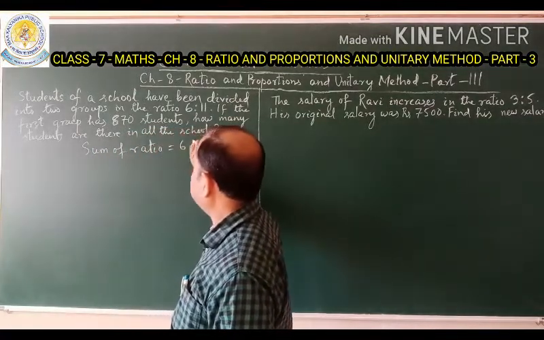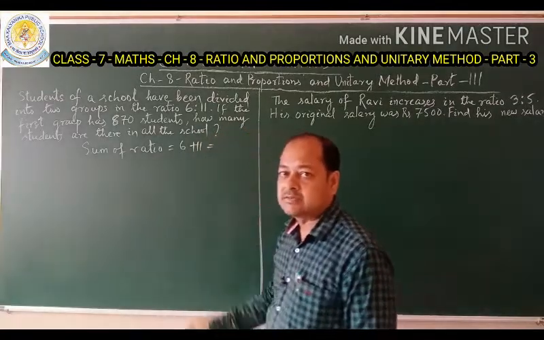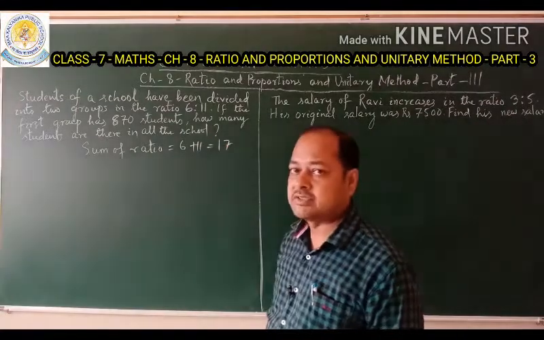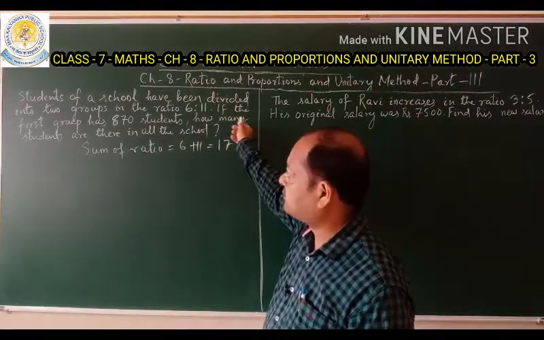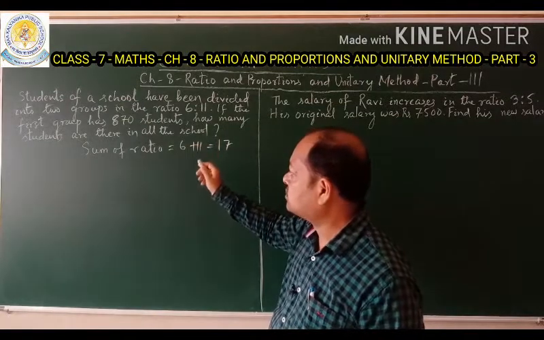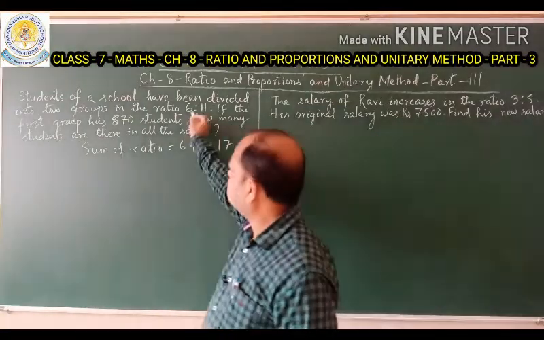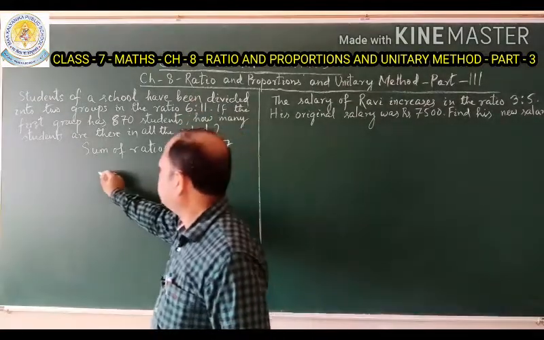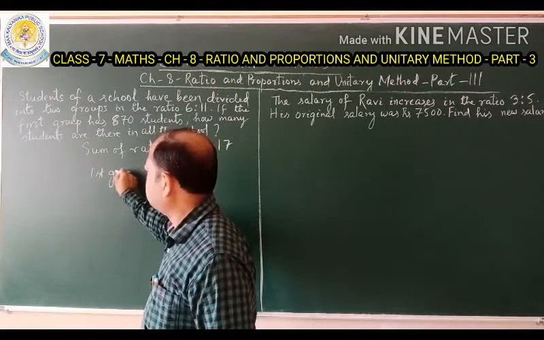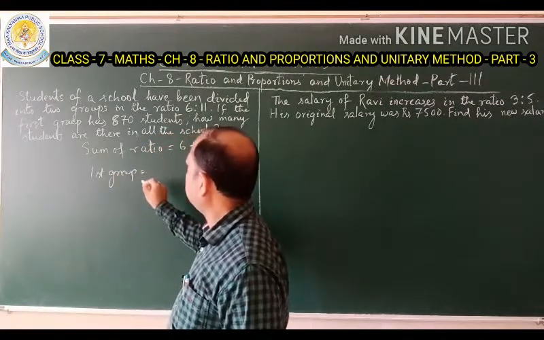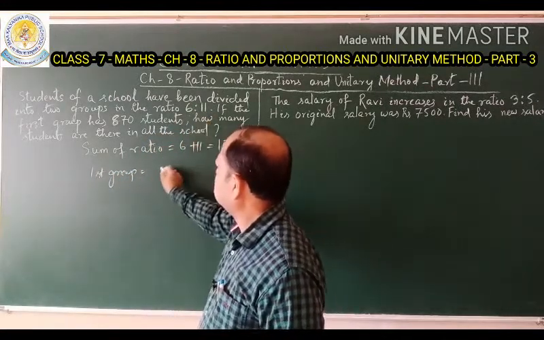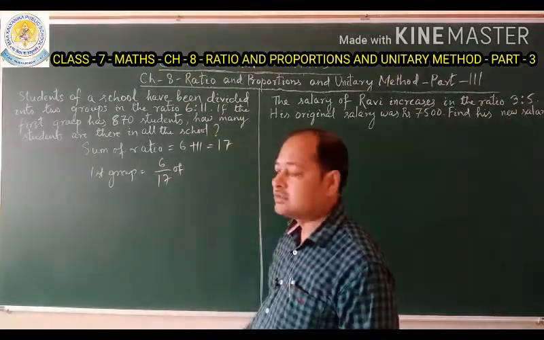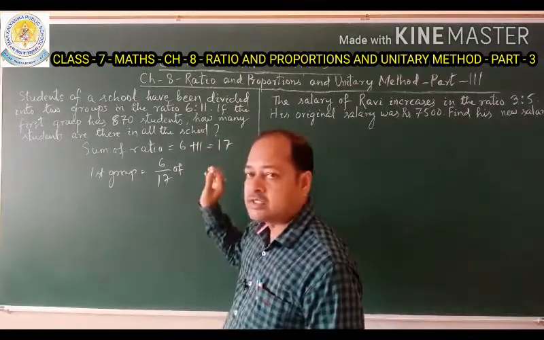equal to 6 plus 11. How much is that? 6 plus 11 will be 17. Okay. Here we got the sum of the ratio is 17. Then according to the question, the first group has 870 students. Okay. So here 6:11 means the first group is 6. So the first group is how much? That is 6 upon 17 of what? Of the total students. Let the total students be x.